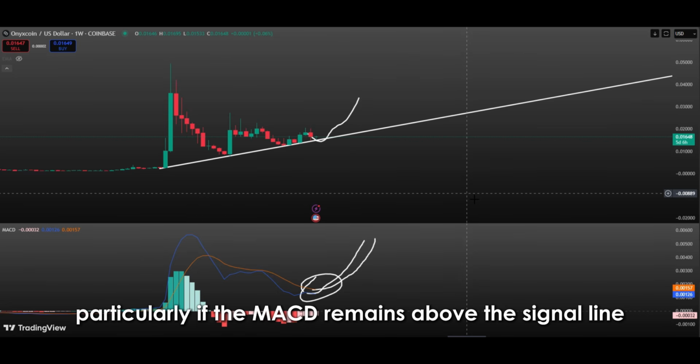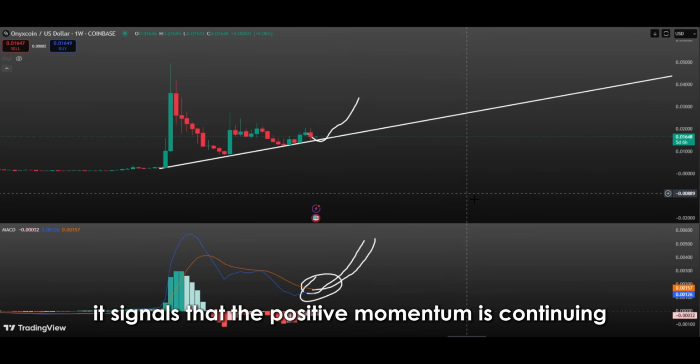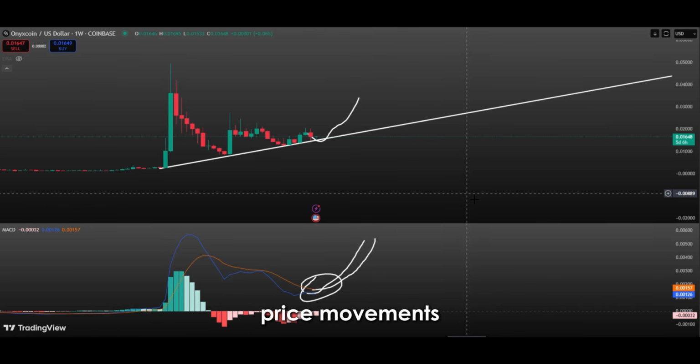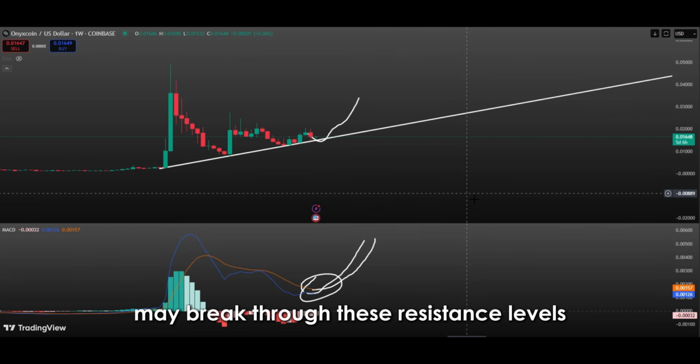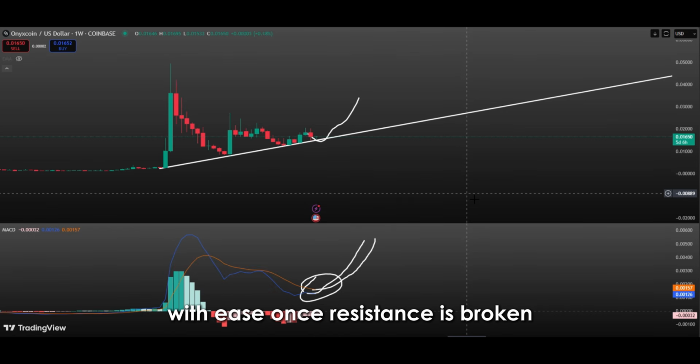Particularly if the MACD remains above the signal line, it signals that the positive momentum is continuing. Price movements following such crossovers often lead to the breaking of previous resistance levels. The signal given by the MACD implies that the price may break through these resistance levels with ease. Once resistance is broken, new waves of buying can form, deepening the upward movement.